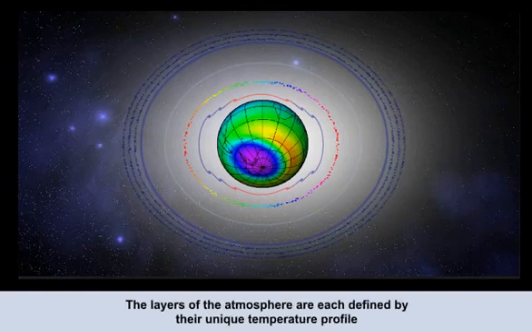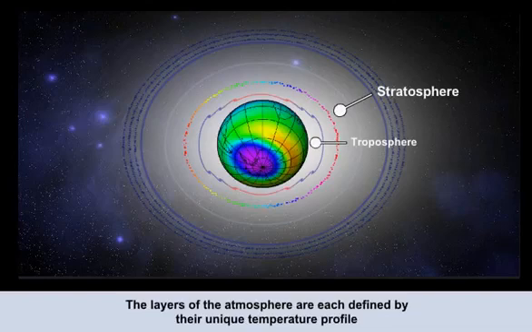All the layers we have analyzed have been defined by their unique temperature profiles. However, most of our flying and our weather is contained within the first two layers of the atmosphere, namely the troposphere and the stratosphere. Within these two layers we have many properties which are important to us, like density, pressure, and temperature.